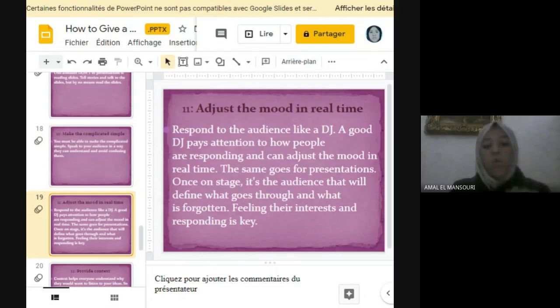Now we have to move to number 11, which is adjust the mood in real time. You have to respond to the audience like a DJ. A good DJ pays attention to how people are responding and can adjust the mood in real time. The same goes for presentations. Once on stage, it's the audience that will define what goes through and what is forgotten. So feeling their interest and responding is the key.